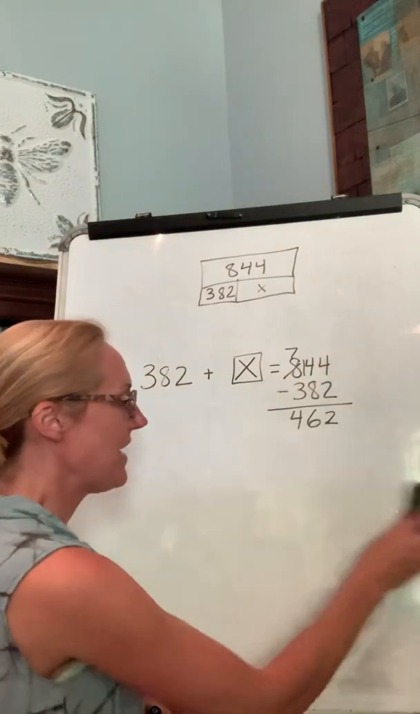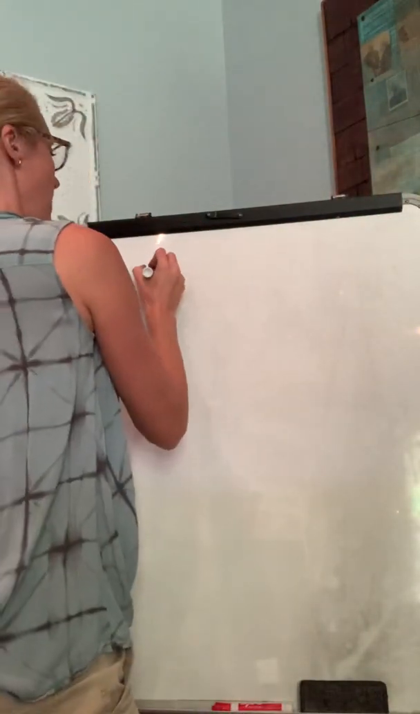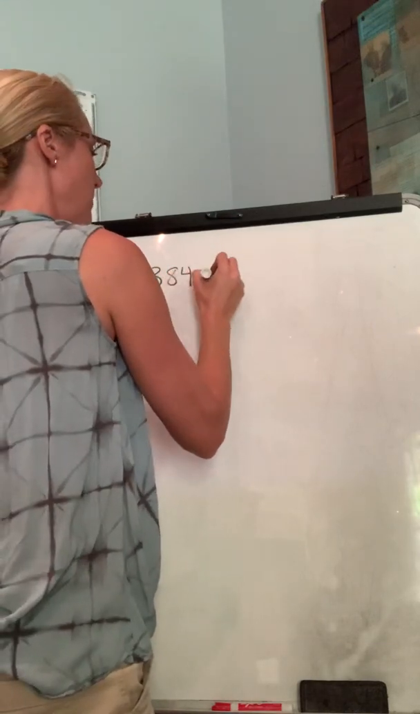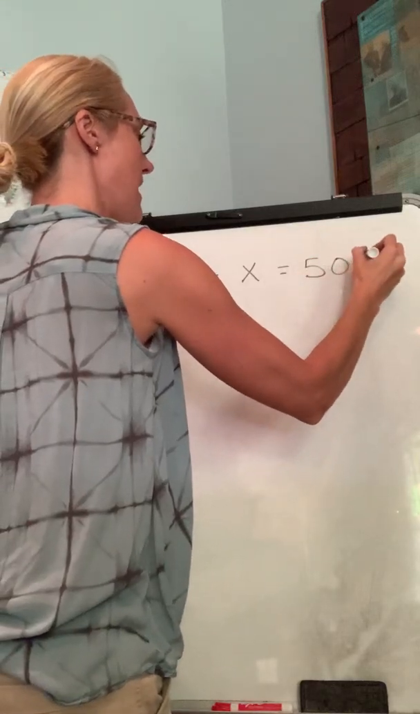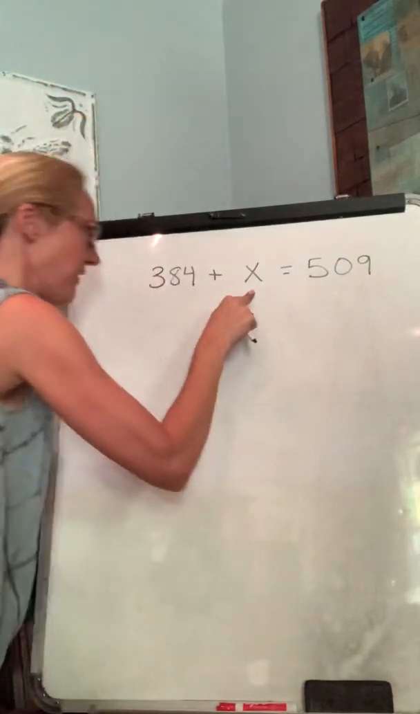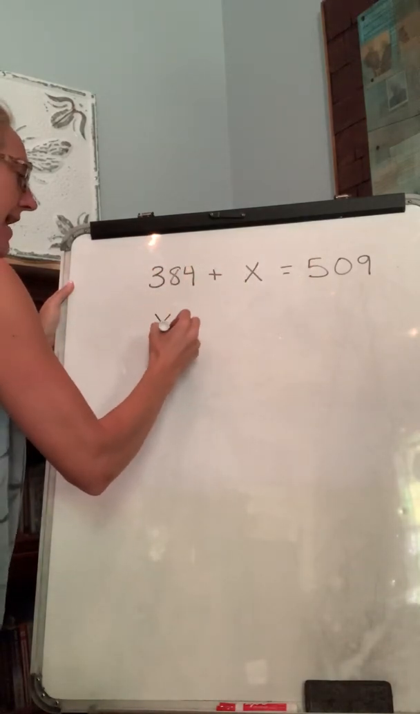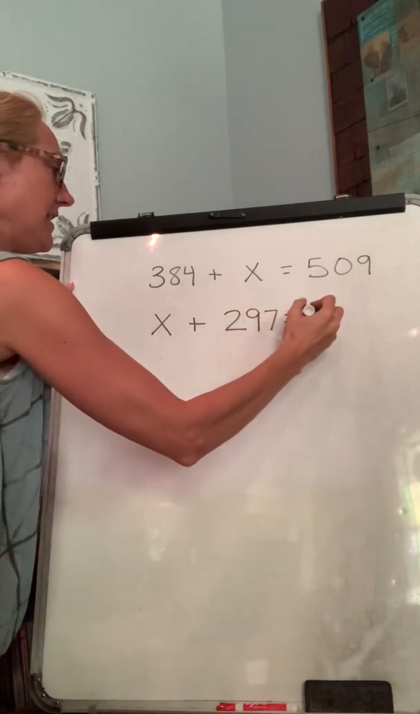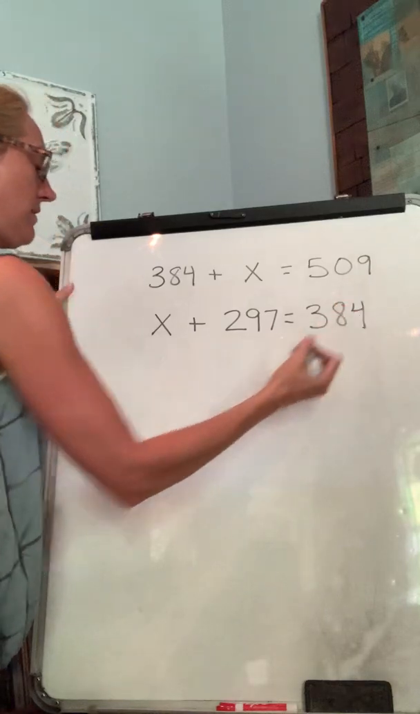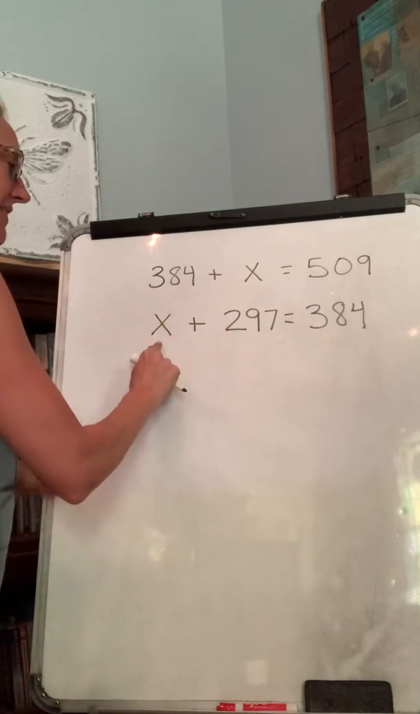Okay, so I'm going to erase it, and I'm going to give you some more problems to practice for today. 384 plus x equals 509. How do we figure out x? What do we have to do? What if I put the x first? x plus 297 equals 384. Again, we've got these 2 parts. That's the whole thing. How do we figure out this other part?